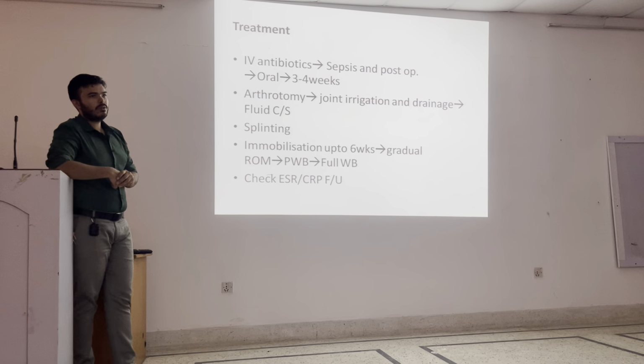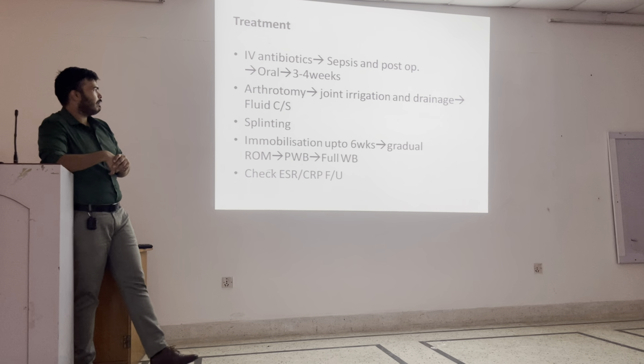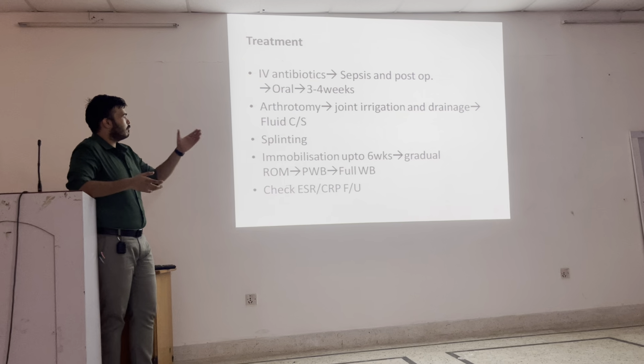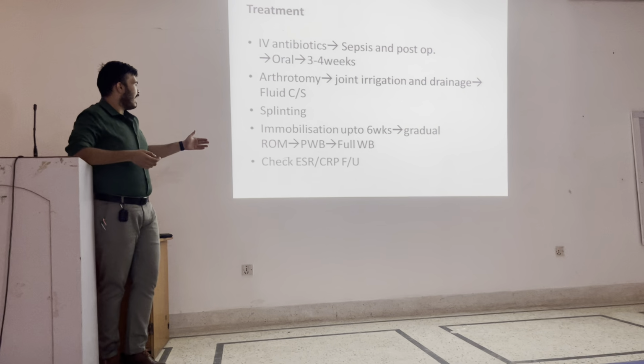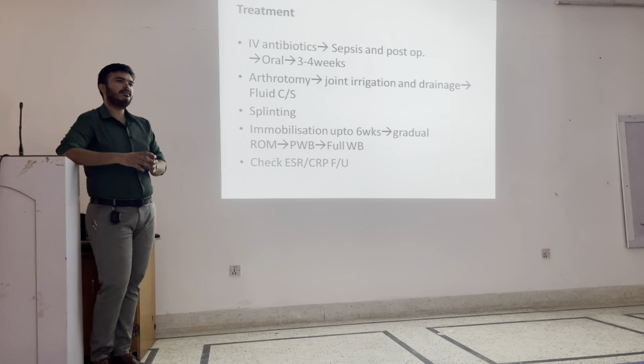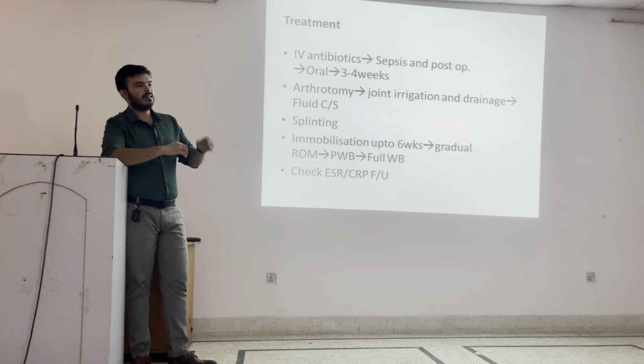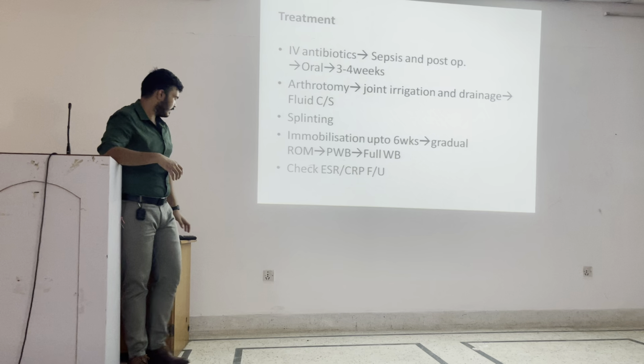We can go for splinting. Why splinting? Because we just want to reduce pain. The work of the splint is to reduce pain. Next is immobilization up to 6 weeks, gradual range of motion, and check ESR and CRP. These are actually the prognostic markers. As soon as your ESR and CRP decrease, that's a good prognosis.